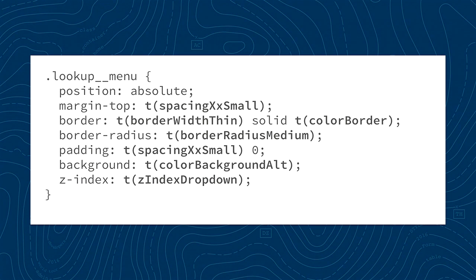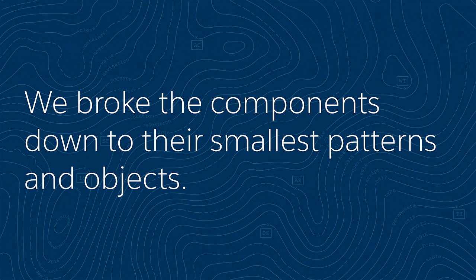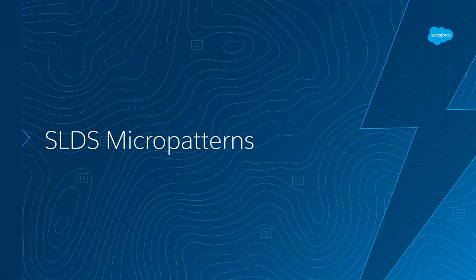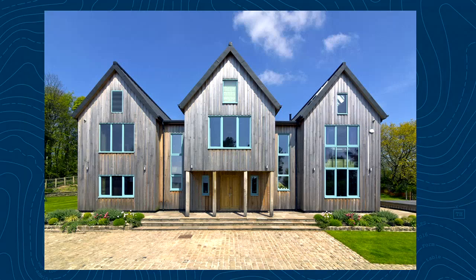Now, our design audit, alignment, and tokens allowed us to begin to build more efficient CSS. So as we inventoried these components, we were able to identify the pieces or patterns which make up the component itself. And to begin, we broke those down as small as we could. I like to call these tiny pieces micro patterns. So let's look at how we identify those.